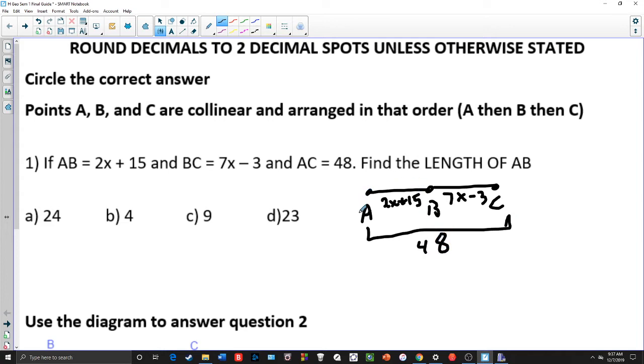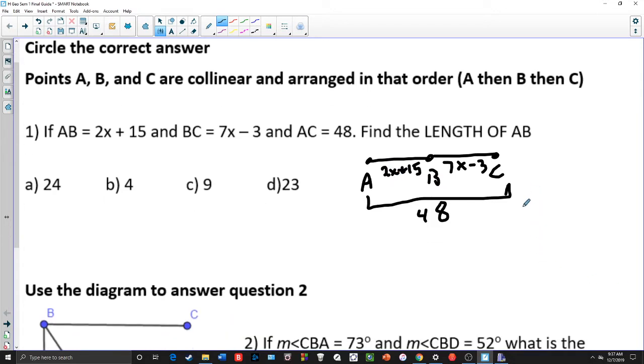And it wants how long AB is. Not what x is, but how long AB is. So what we do is set up our little equation here. We know that each of these segments together make the entire length. So if I take AB, which is 2x plus 15, and I add it to BC, which is 7x minus 3, that should get me the entire length, which is 48. So this piece plus this piece is the entire length, which gives me 48.